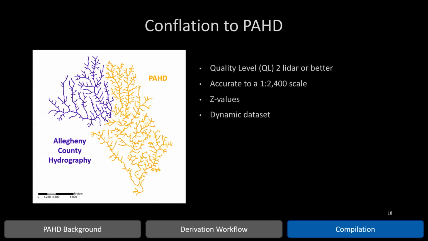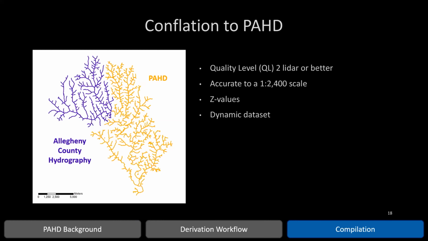And finally, I do want to address that production map I showed earlier. Again, there's quite a lot of the state that I haven't gotten to. And one way I hope to speed up my own production, or at least publication, is through the conflation of other data sets with PAHD. So the example I'm showing here is Allegheny County hydrography against PAHD.